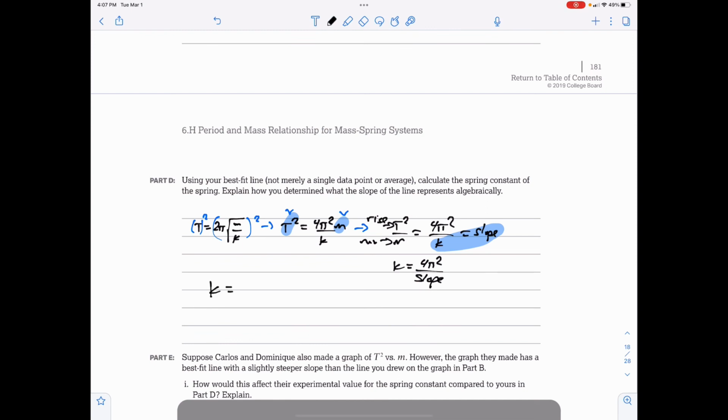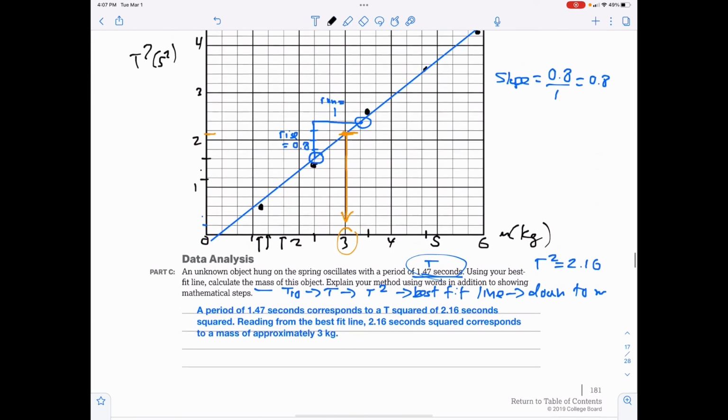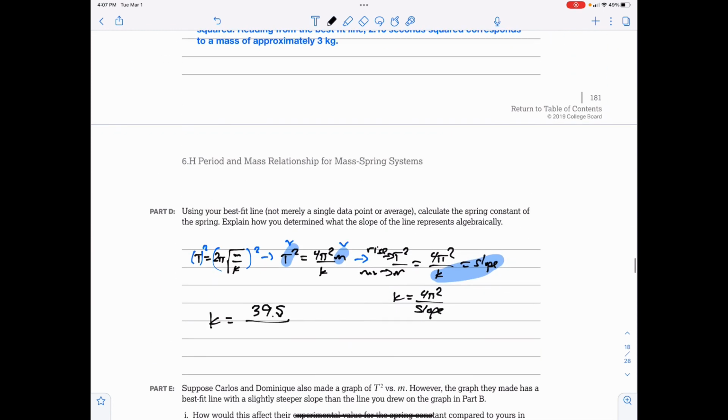So K is equal to 4 pi squared, which is approximately 39.5, and we're going to put that over the slope, which I got as approximately 0.8. So 39.5 divided by 0.8 is approximately a little over 49 newtons per meter. You should get somewhere around 50. In some cases you might get up to 55, but there is an approximate range of acceptable answers. I got 49 for mine.